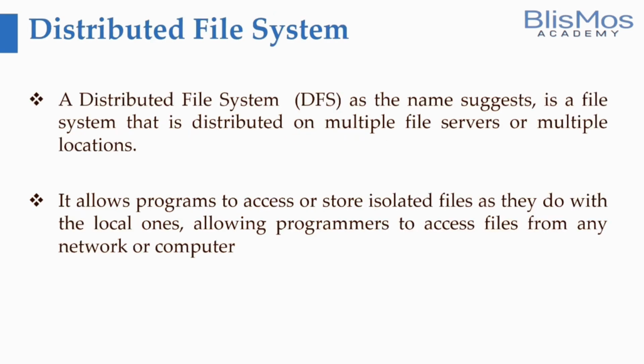What is distributed file system? Distributed file system is nothing but a file system that is distributed on multiple file servers or multiple locations. It allows the applications or programs to access or store the files which are isolated as if they are accessing from local ones. This allows programmers to access files from any network or a computer.